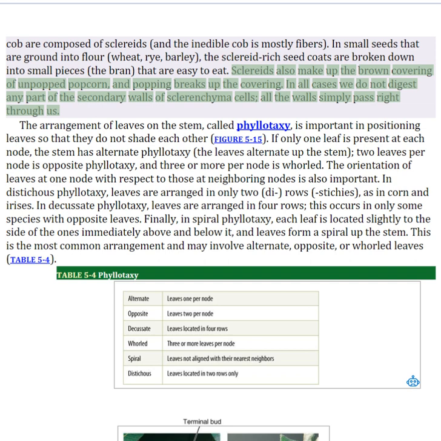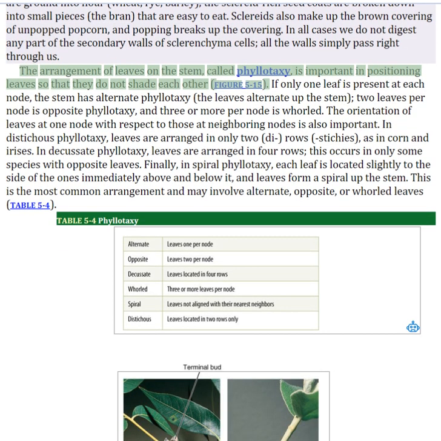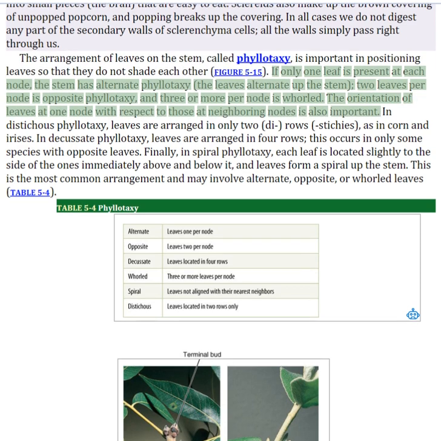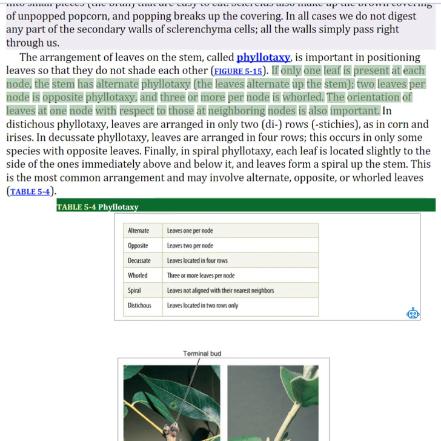The arrangement of leaves on the stem, called phyllotaxy, is important in positioning leaves so that they do not shade each other. If only one leaf is present at each node, the stem has alternate phyllotaxy, 2 leaves per node is opposite phyllotaxy, and 3 or more per node is whorled.